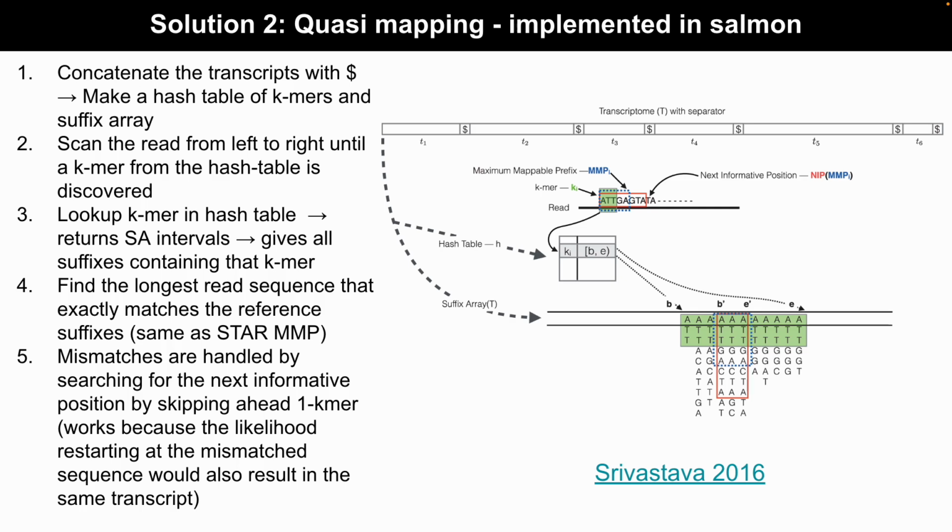This is called quasi mapping, because you're mapping base to base, but you're starting by first having figured out which isoform you should even try to map to, rather than in STAR where you have to figure out which of these individual exons your read came from. So it's slightly smarter as compared to STAR overall. Yes.